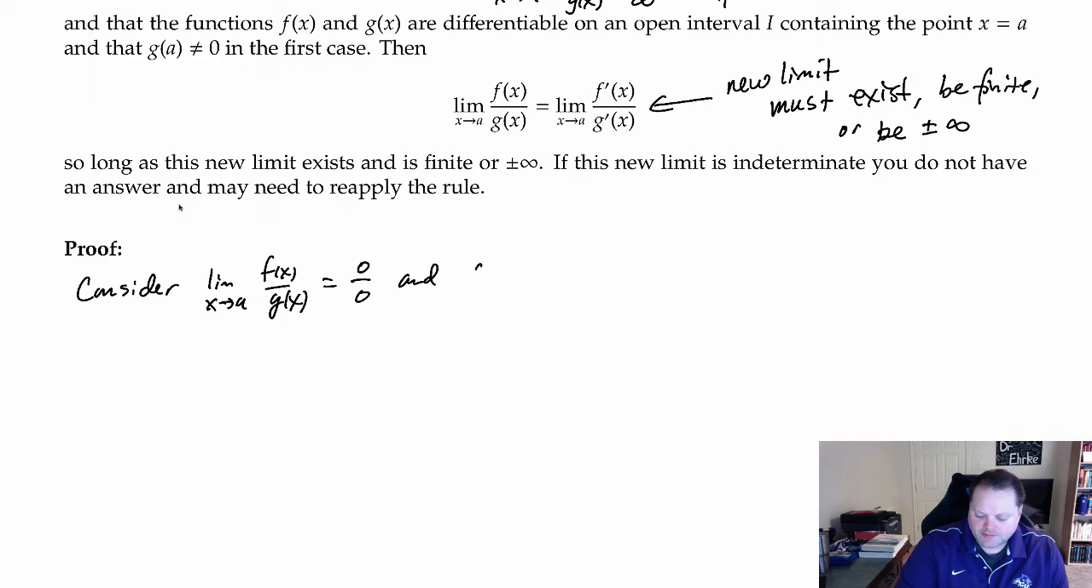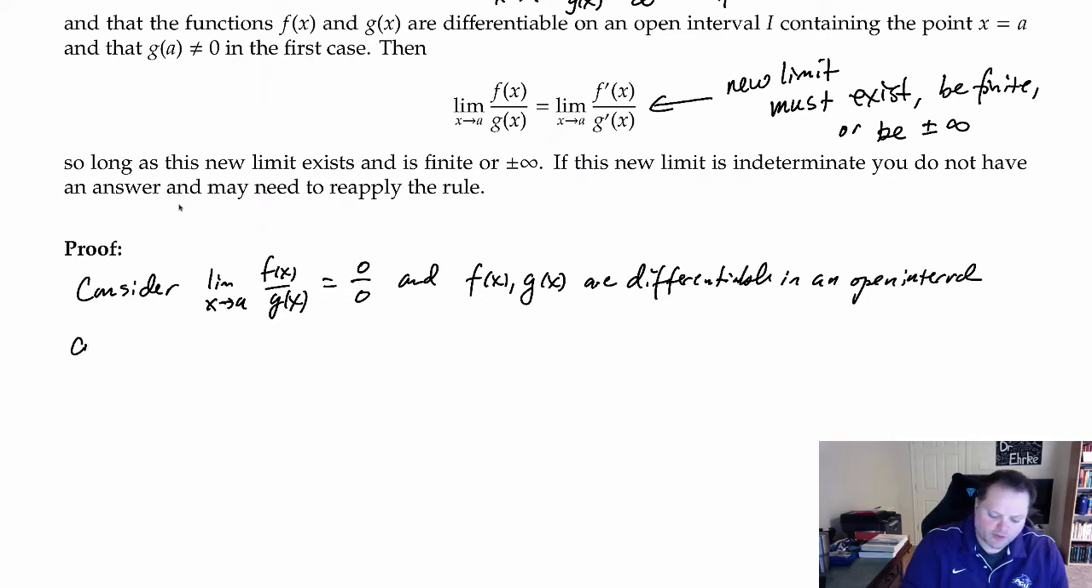And that f of x and g of x are differentiable in an open interval containing the point x equal a. So I'm just assuming the assumption of the theorem, okay? So this is our assumption, and I shouldn't say consider, I should say assume. So I'm going to assume that this is true.